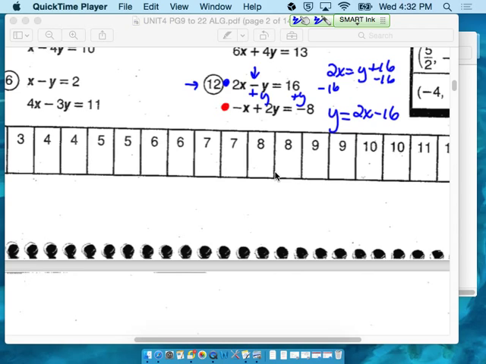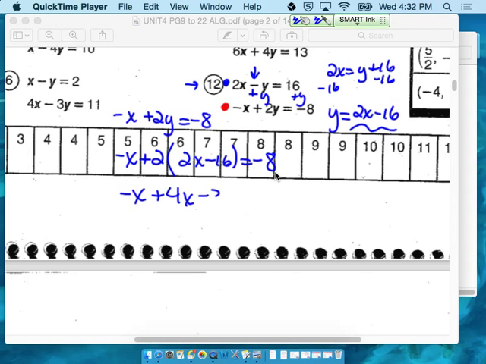So I could use that, and I could take that to the red equation, and I have negative x plus 2y equaling negative 8. So I could say negative x plus 2, and then in place of y, I would write 2x minus 16, and then carry on with that. And let's see, that gives you 3 x's, and if I add, that's going to be 24, so x is positive 8. And then to find y, I'll just take this equation right here.